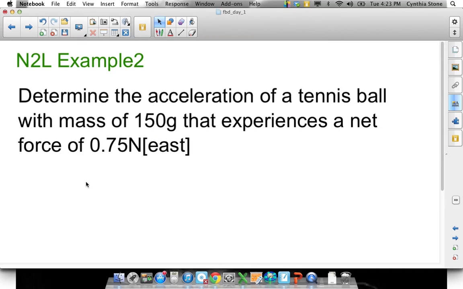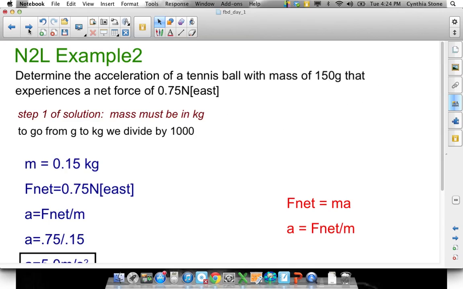Second example, please go ahead and write it down. This time we have a small little tennis ball, 150 grams, and we know its net force. And so we want to find its acceleration. Please write down the example, pause to get the example down, and I'll move ahead.